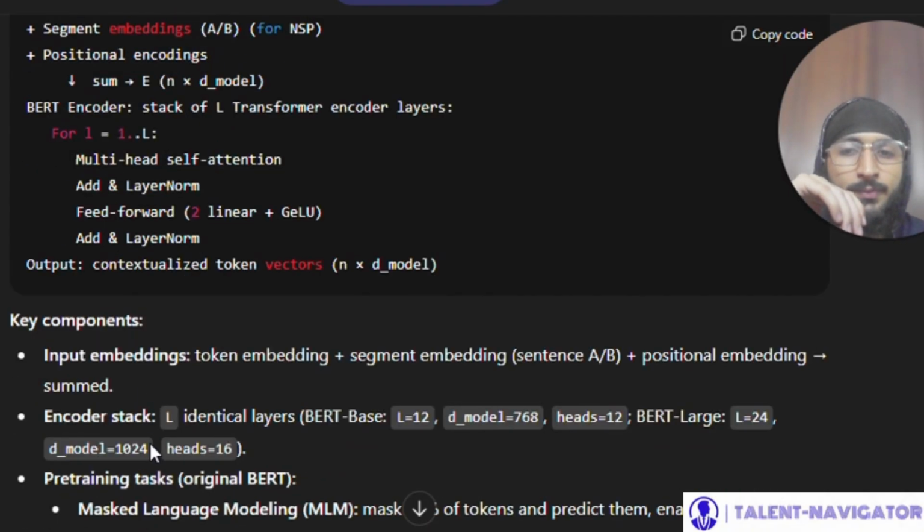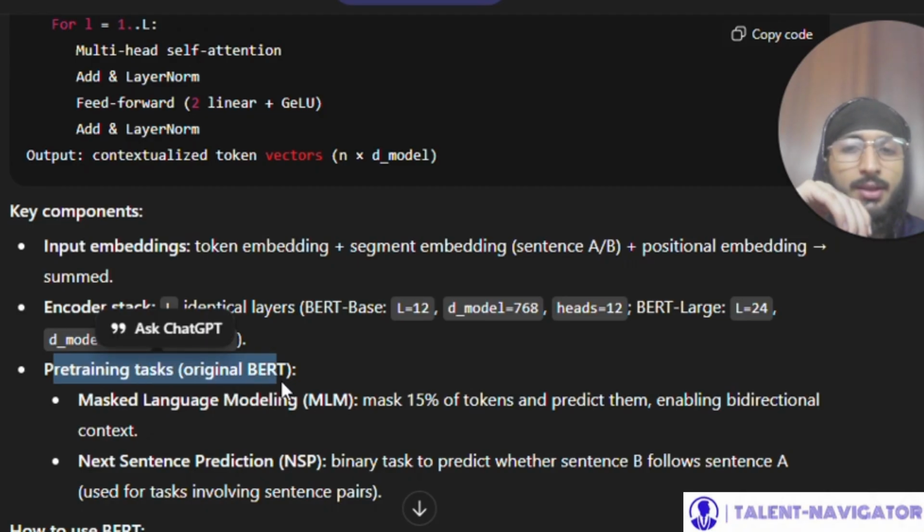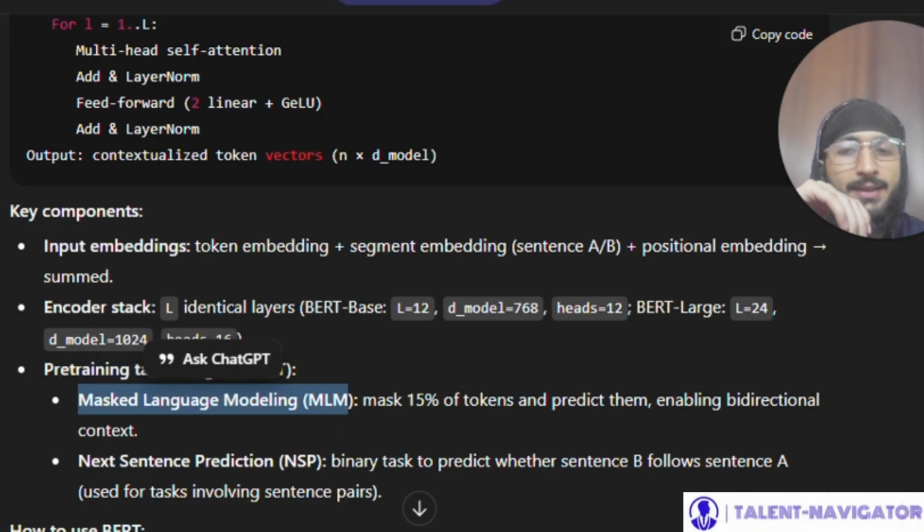Then we have the encoder stack with L identical layers. For BERT base, L is 12, d_model is 768, and heads are 12. For BERT large, L is 24, d_model is 1024, and heads are 16. Then we have pre-training tasks: masked language model and next sentence prediction.